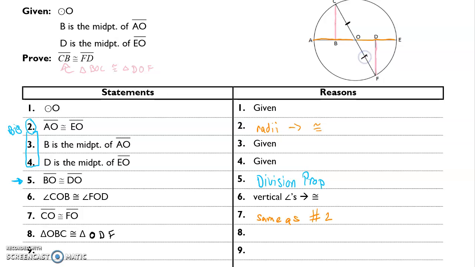And if I look in my triangle at what I have marked, I have segment CO congruent to segment OF. I have my vertical angles, and I have that segment BO is congruent to segment OD. That is side angle side congruence. Now that my triangles are congruent, I can make my last statement, my conclusion that segment CB is congruent to segment FD because corresponding parts of congruent triangles are congruent.